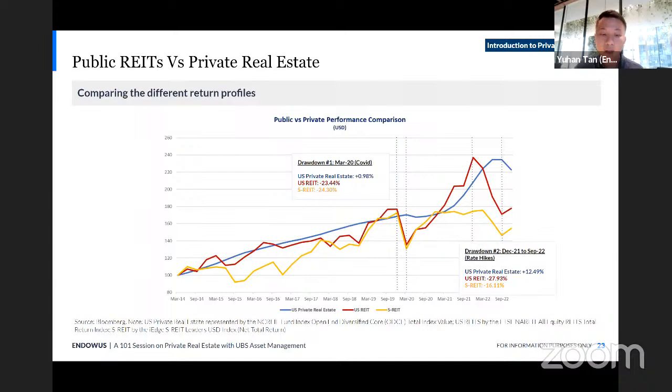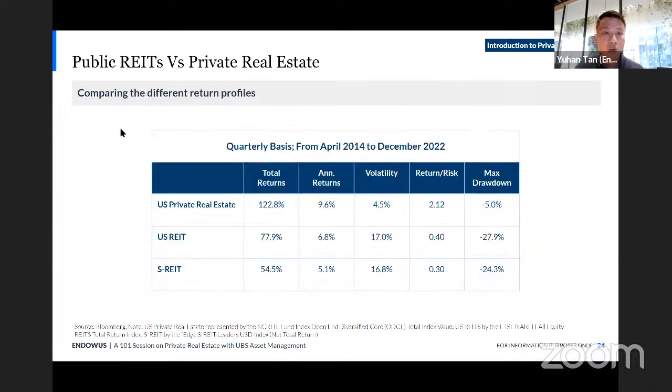So the onset of COVID in March 2020 saw a more than 20% decline for both REIT indices, while last year's rapid Fed rate hikes also led to significant declines. On this table here, we can see that the volatility and drawdowns translate into a very different risk to return profile for the REIT indices compared to the private real estate index.